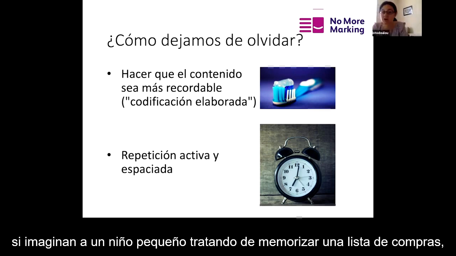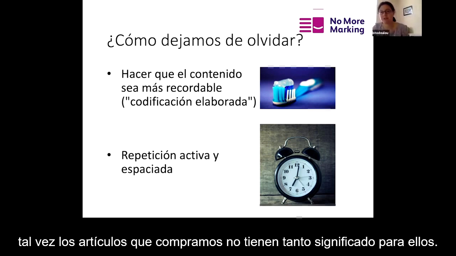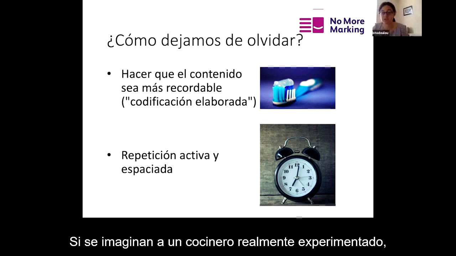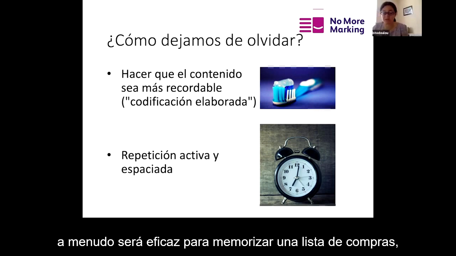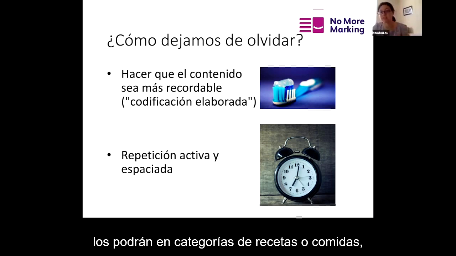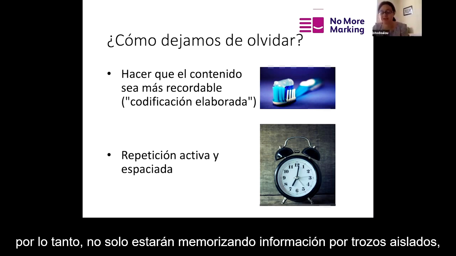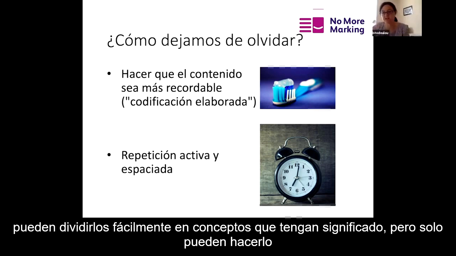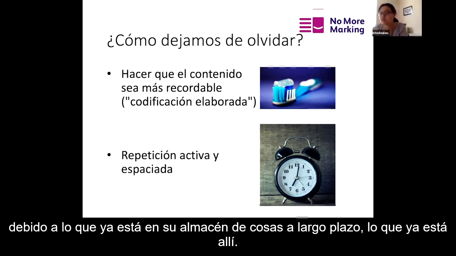So just to give a simple example of what I mean by elaborative encoding. If you imagine a young child trying to memorize a shopping list, maybe the items on the shopping list don't have as much meaning for them. If you imagine a really experienced cook, if they have to memorize a shopping list, they're not memorizing it as isolated items. They'll be able to put it into categories of recipes or meals. And so then they're not just memorizing isolated bits of information. They can easily chunk them into concepts that have meaning, but they can only do that because of what's already in their store of long-term memory.